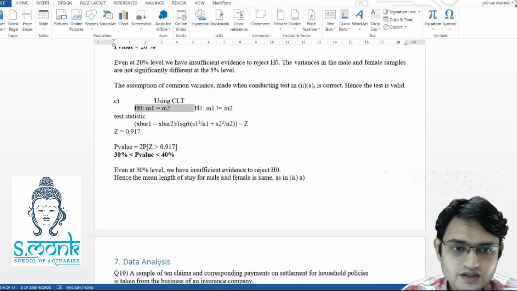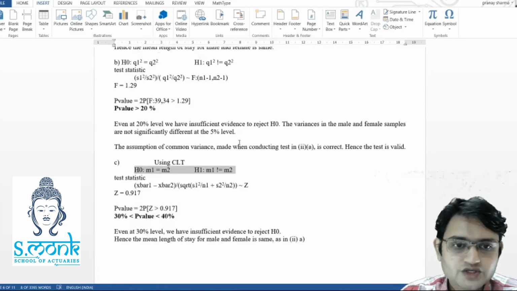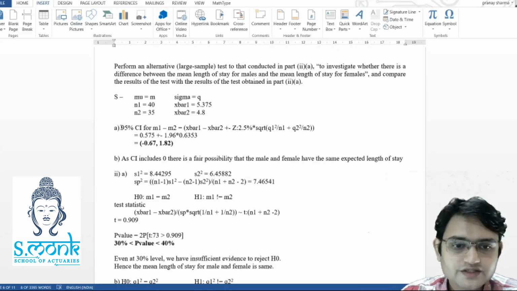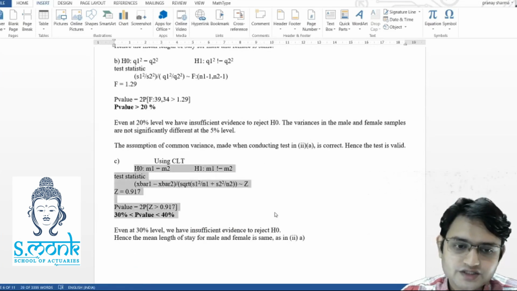So again, you can see here, this is just the same question. This is how we would write our confidence interval, and this is how we'll use our hypothesis testing.